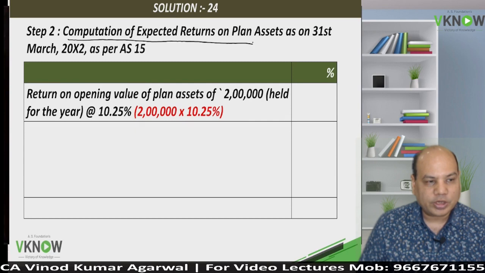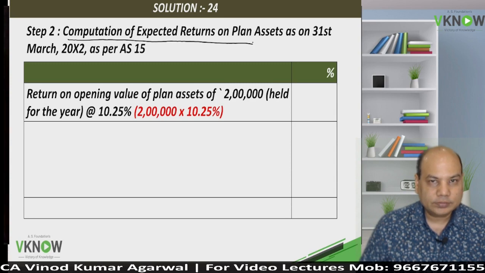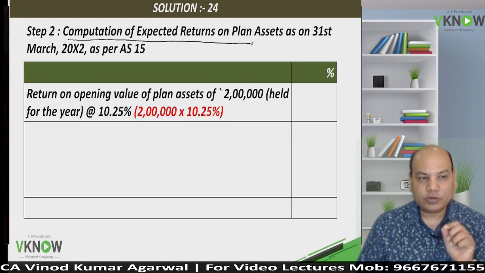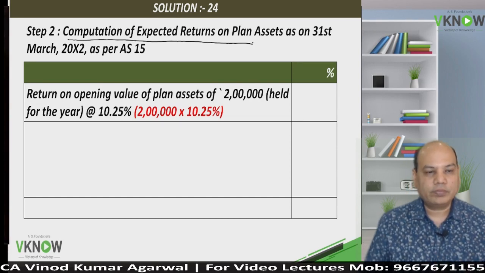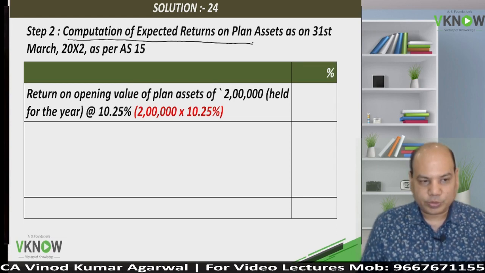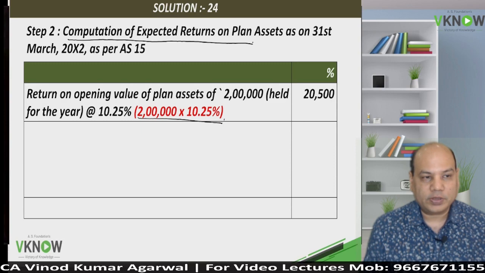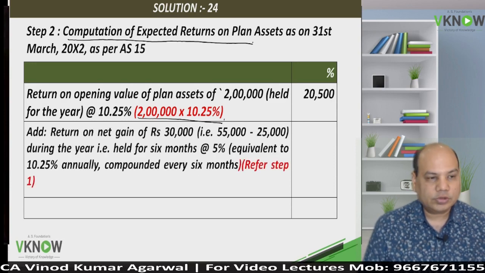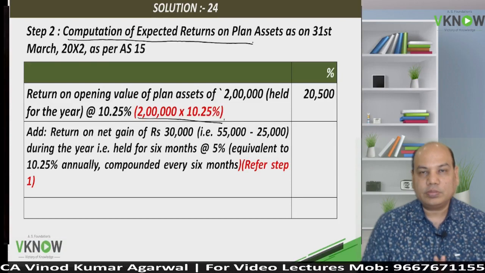So please write down first point A. Return on opening value of plan asset of rupees 2 lakh held for 1 year at the rate 10.25%. 10.25% into 2 lakh, that is 20,500.